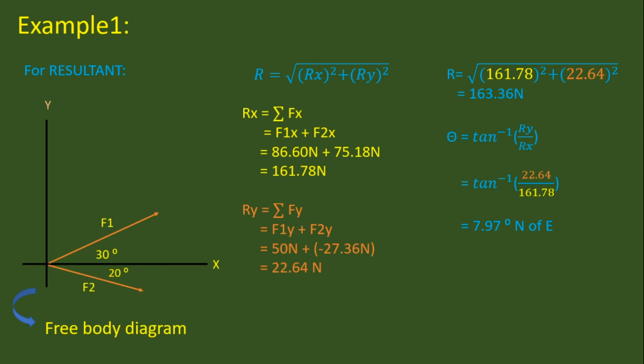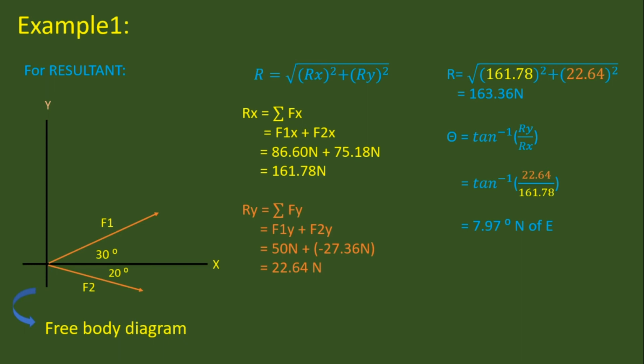So, to get the resultant, substitute lang natin sa formula na Rx squared plus Ry squared, so square root nila. Then, we get resultant as 163.36 Newton. Meaning, yung dalawang force na yon, yung kanyang lakas, meron siyang 163.36 Newton. Yun yung lakas niya.